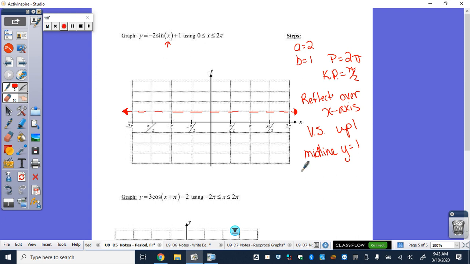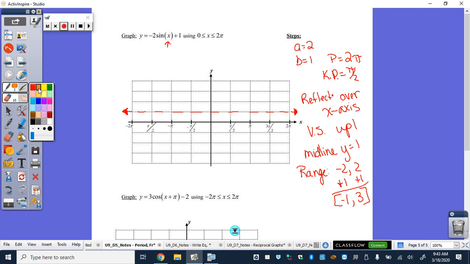And then the last thing we need to know is our range. So that would be -2 to 2, but plus our up 1. So -1 to 3. So again, the midline shifts everything up. The other thing to pay attention to is we're only graphing from 0 to 2 pi. So we're only graphing over here on the right side of that y-axis.